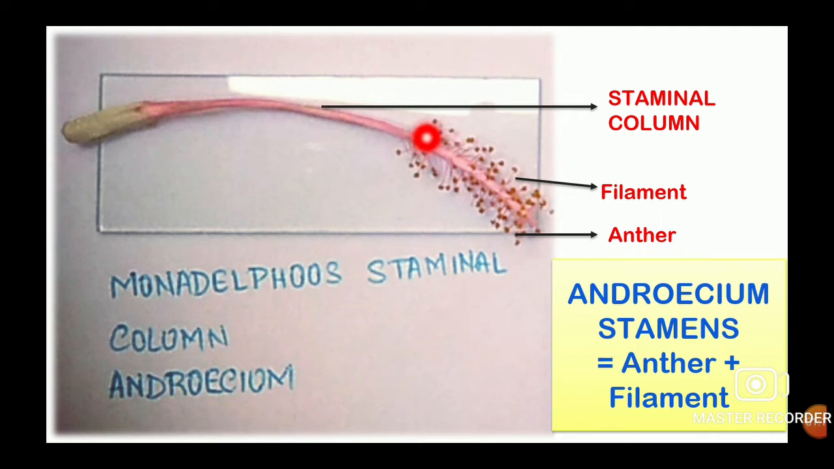Since this tube, the staminal column, is formed from the filament of the stamen, we call it a staminal column. Now this staminal column may not be present in all the flowers. In other flowers, you may simply find just the anthers, and the anthers will be connected to the filaments. This staminal column is found only in certain plants, like here in the case of hibiscus. So that was all about androecium.